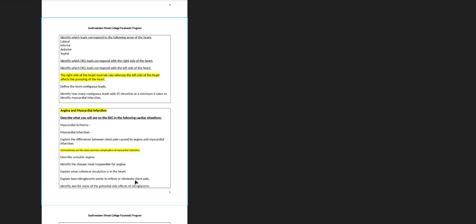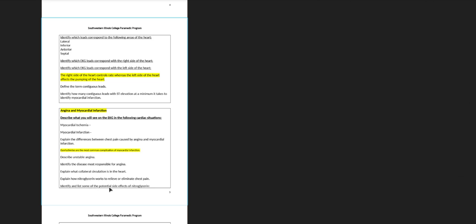Explain how nitroglycerin works to relieve or eliminate chest pain. So nitroglycerin is a pretty potent vasodilator, and it increases the diameter of the coronary arteries to alleviate some of that pain, because there might be more blood flow now, and so the myocardium is receiving maybe not enough, but more oxygen than it was before, so some of that chest pain is going to go away.